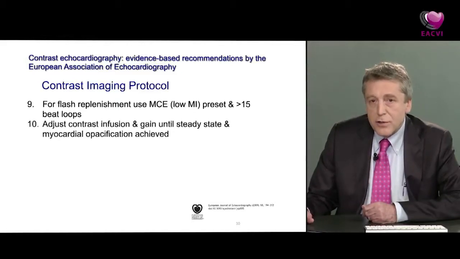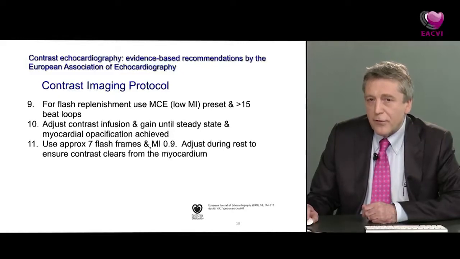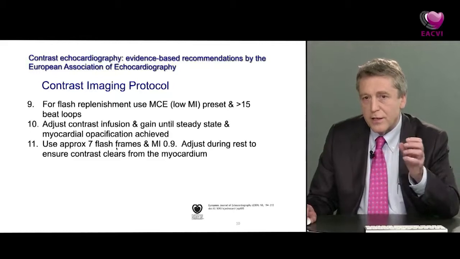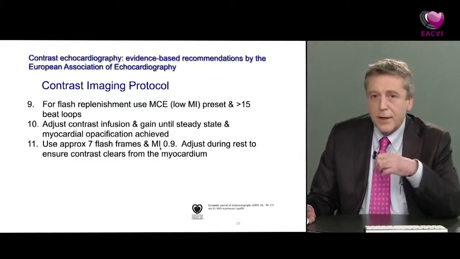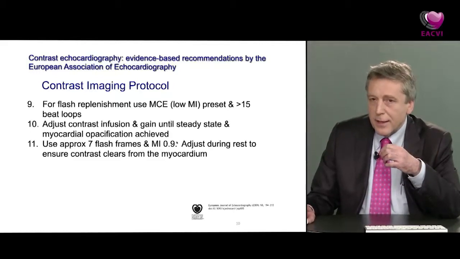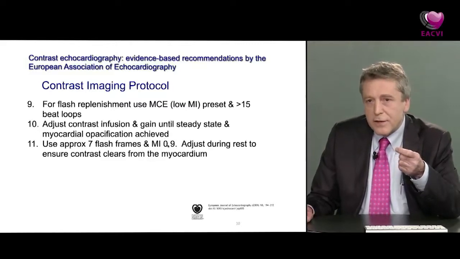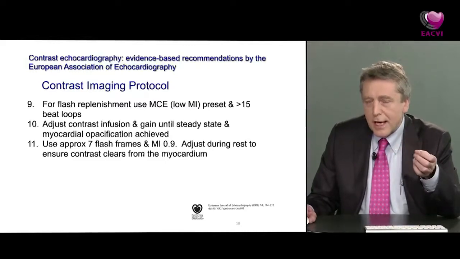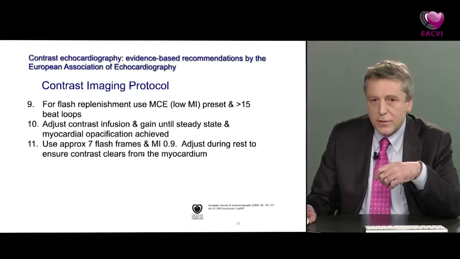Then you'd adjust the contrast infusion and gain until you achieve a steady state and myocardial opacification is achieved. And then we use approximately 7 flash frames. These are the frames that I mentioned that destroy the contrast agent at a higher MI. So this is the mechanical index that we'd use for conventional imaging. And adjust it during rest to ensure the contrast clears from the myocardium. So again, adjusting the gain and also the contrast infusion rate.